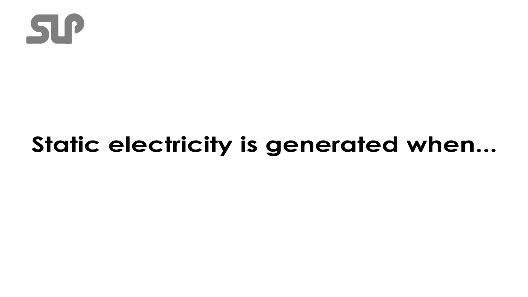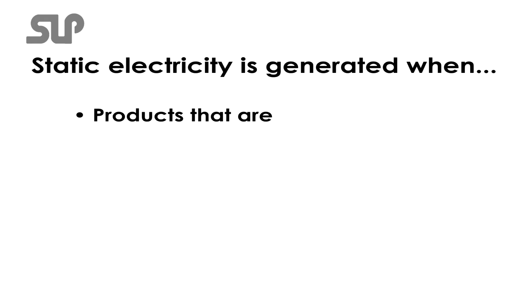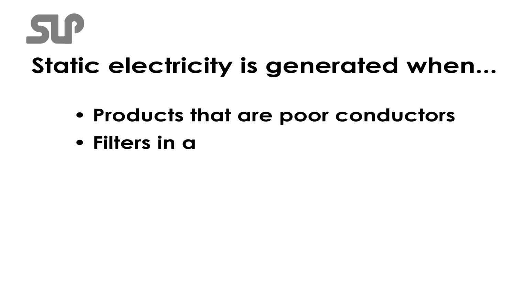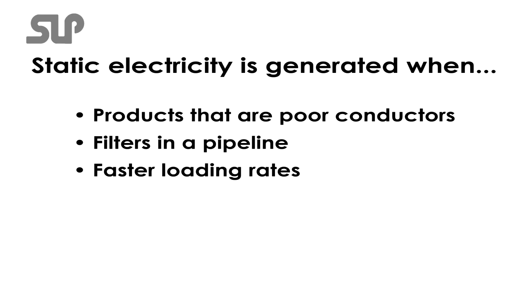Step 3. Static electricity is generated at increased levels when products that are poor conductors of static electricity are loaded. When filters are used in a pipeline, they generate higher levels of turbulence, and this creates higher friction, leading to a high buildup of static electricity. When faster loading rates are used, it increases the friction between the product and pipeline, creating a higher buildup of static electricity.